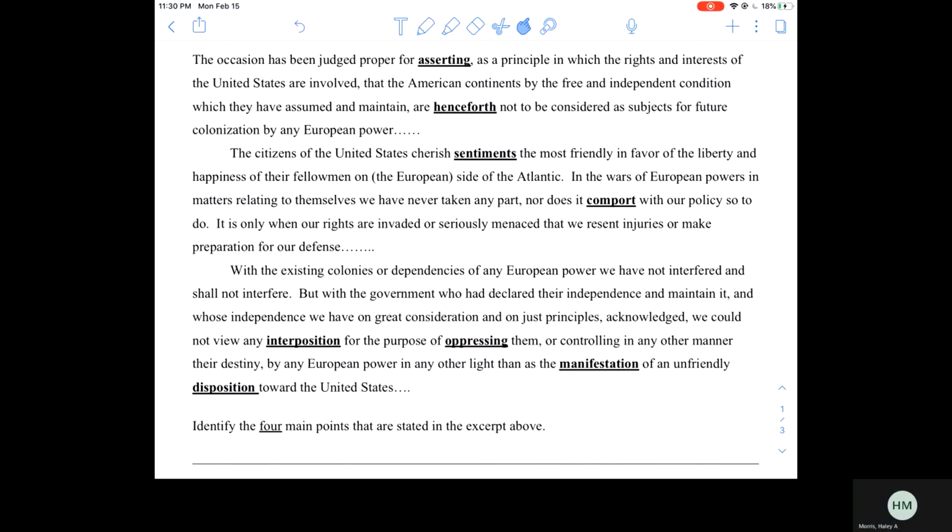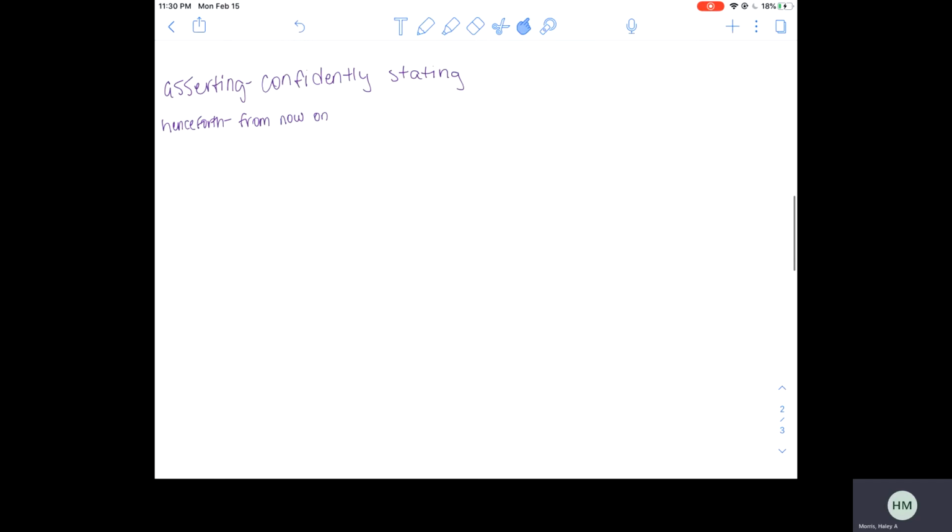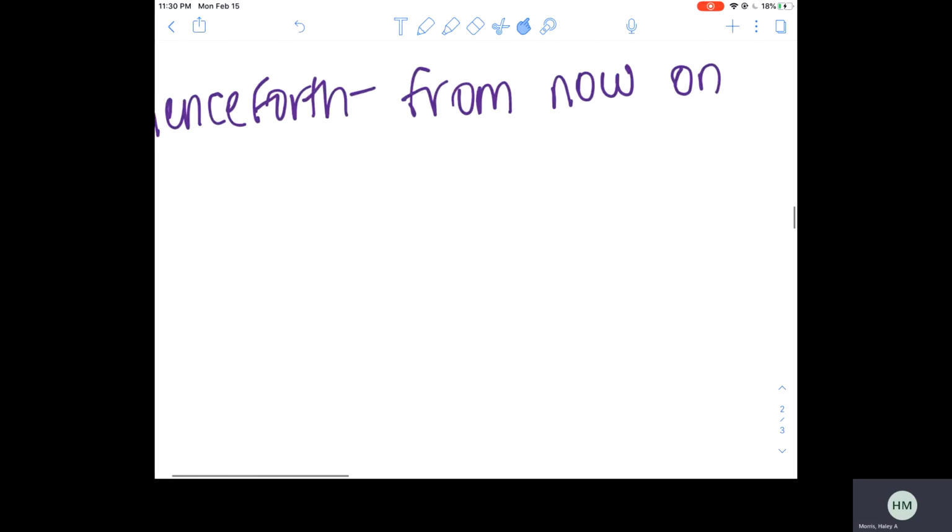So, with this paragraph, we didn't get to this, I don't think, in class. So, sentiments, we can replace that with a couple of words. We could say the citizens of the United States cherish feelings the most friendly or attitudes the most friendly in favor of the liberty and happiness of their fellow men on Europe. And then for comport, we could say it does not agree with our policy so to do. It doesn't agree with our policy to interfere in European matters and European wars. So I'm going to scroll down here and add that to my definitions that I have.